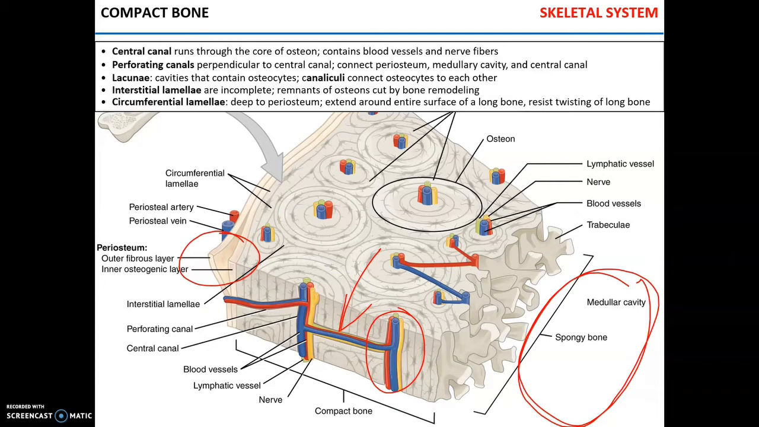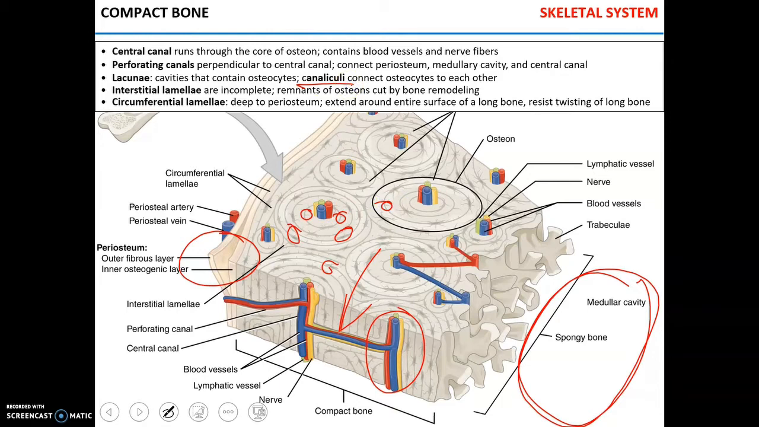Now, between lamellae are lacunae. You can see lacunae here, here, here. Lacunae are essentially cavities. Inside of those cavities are osteocytes. Osteocytes do not exist in an isolated environment. They are connected to each other by these tiny little projections that you can see in the picture. Those projections are called canaliculi.